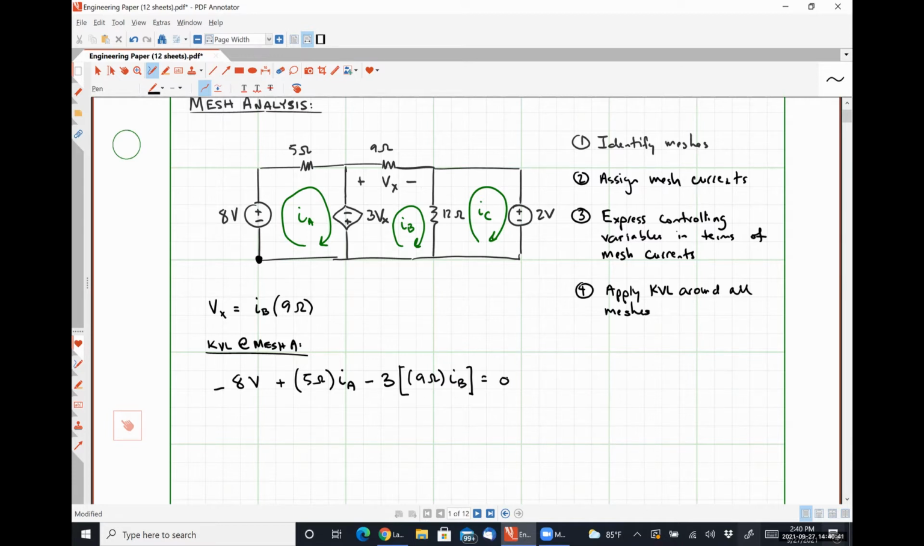Ian: Basically, would you say that if you were looking at it not in terms of meshes but with the mesh numbers, like the current 3Vx is IB minus IA? Yes, we'll get to that in just a moment. You're absolutely correct. I see where your mind is going, and we will. Like what the mesh currents are relative to a bigger current. Yeah, absolutely. So let's look at mesh B.